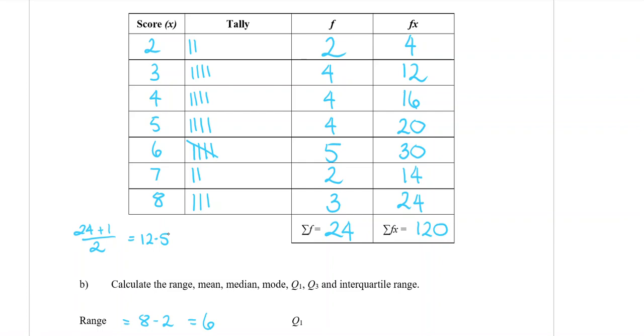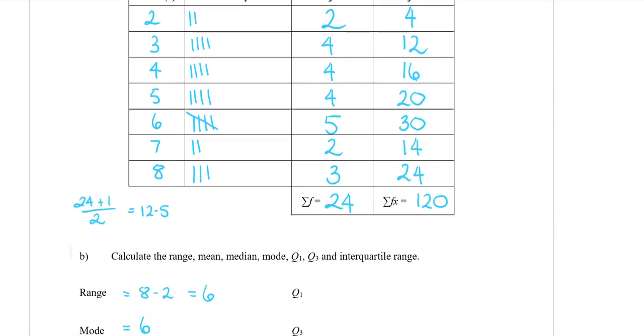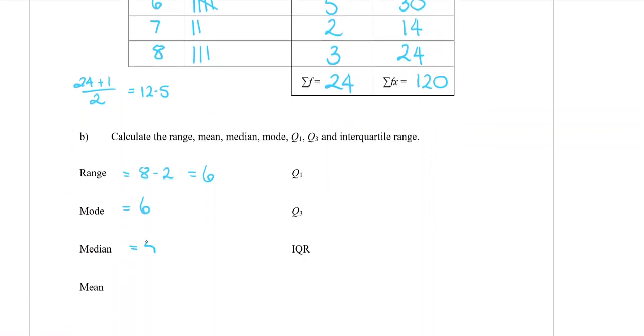Because it's 12.5, it means it's between the 12th and the 13th number. It's between them. Okay, so I'm going to count down. And you can count down your tally. That's one way to do it. Or you can add up your frequency as you go down. I'll count the tallies. So I've got 1, 2, 3, 4, 5, 6, 7, 8, 9, 10, 11, 12, and 13 would be these 2 tally marks here, which are both in a score of 5. So the median is 5.